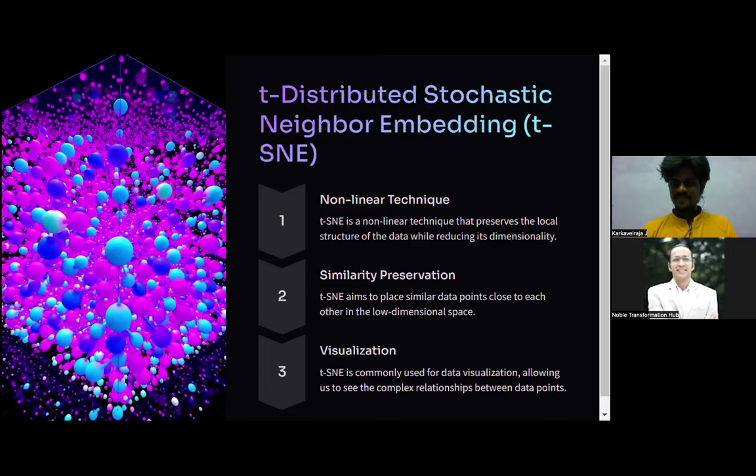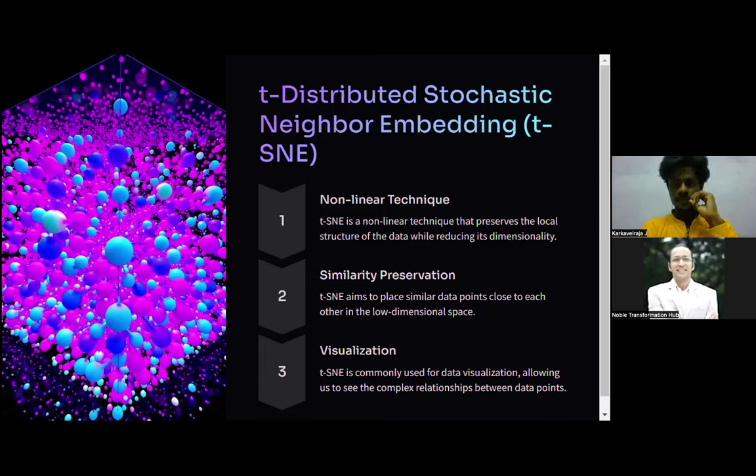T-distributed stochastic neighbor embedding, t-SNE in short form, is a non-linear dimensionality reduction technique that preserves the local structure of the data while reducing the dimensionality. We are learning dimensionality reduction right now, so these techniques are for that. Second is similarity preservation: t-SNE aims to place similar data points close to each other in the low dimensional space.